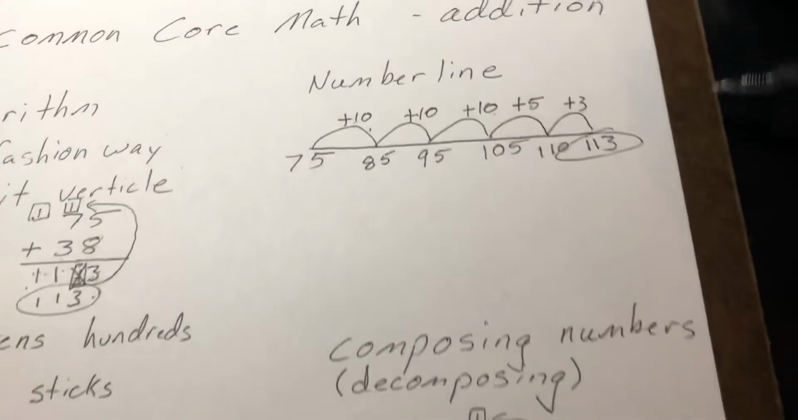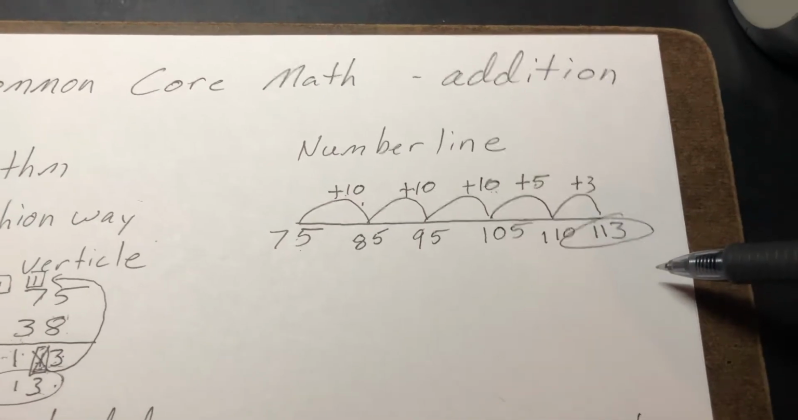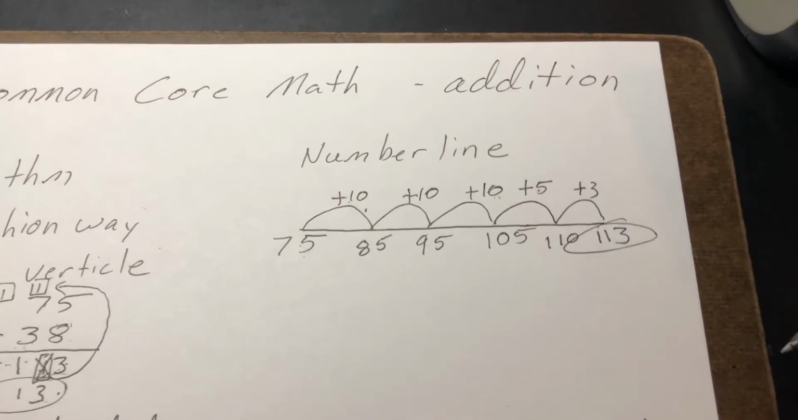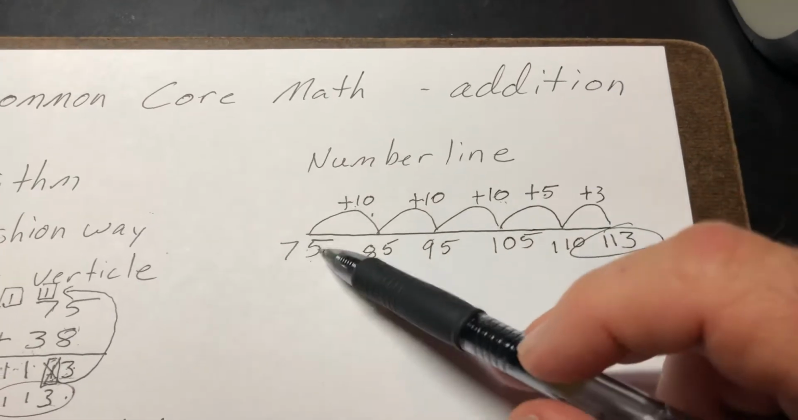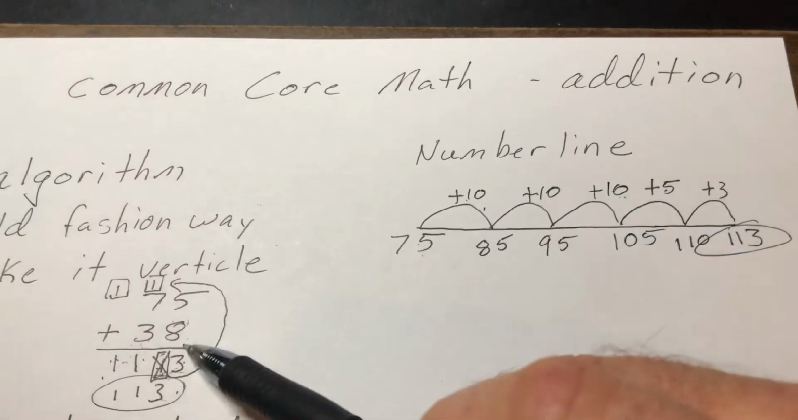All right, let's move on to the number line. So number line is a big one with Common Core. It works extremely well with subtraction, and especially addition and subtraction that have regrouping. So here's all we do. Get the larger of the 2 numbers, 75. We're going to use the same one, 75 plus 38.